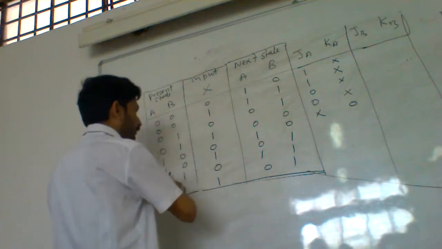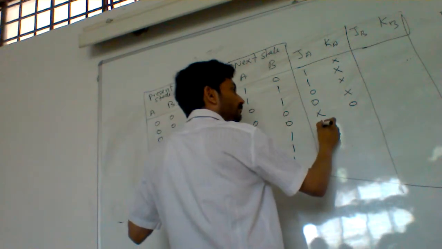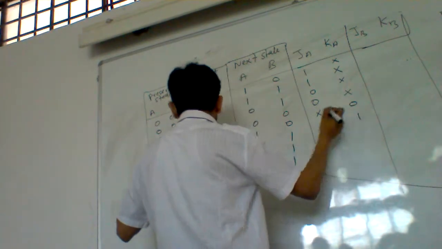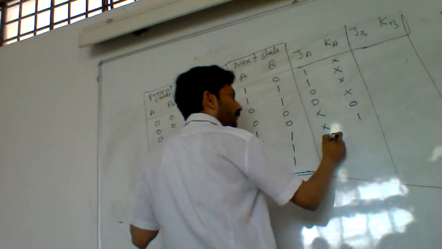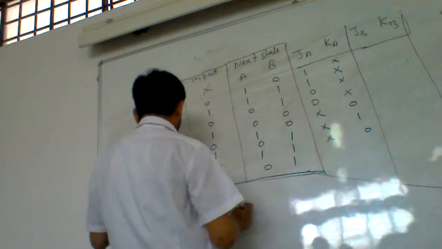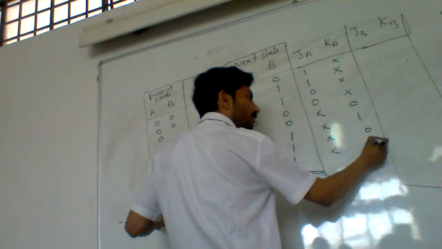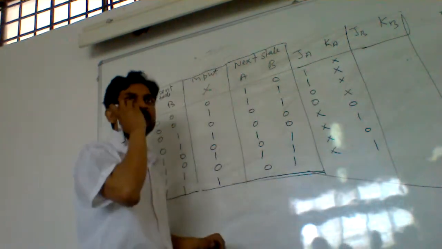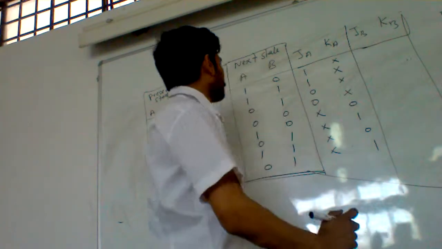1 to 1 gives don't care, 0. 1 to 0 gives don't care. 1 to 1 gives don't care. 1 to 0 gives don't care. This completes JA and KA. Now fill the entries of JB and KB.